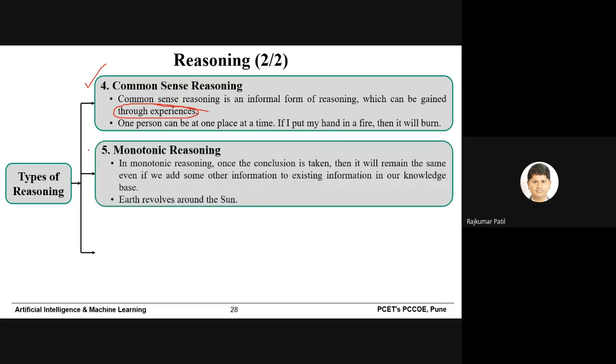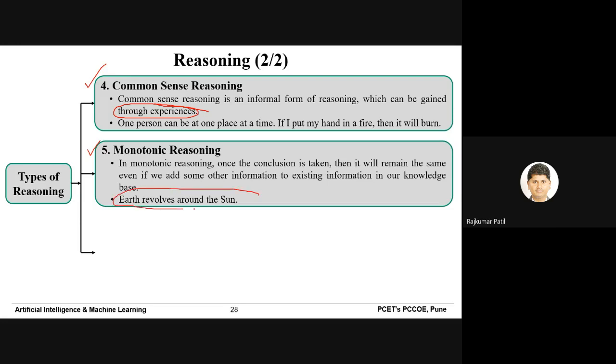Then the next type is monotonic reasoning. In this case, once the conclusion is taken, then it will remain the same even if we add some other information to existing information in our knowledge base. For example, we know that Earth is revolving around the sun. This is a universal truth, and that we know. And this is the observation made since long back. Thousands of years this observation is there. So it is a monotonic reasoning, and this is a very common observation.